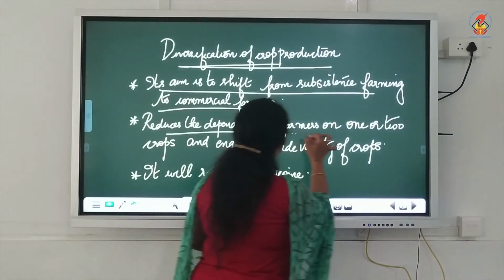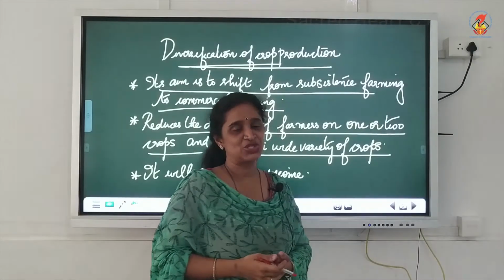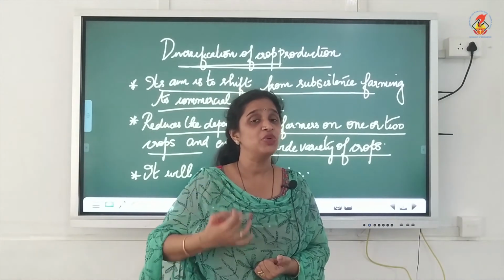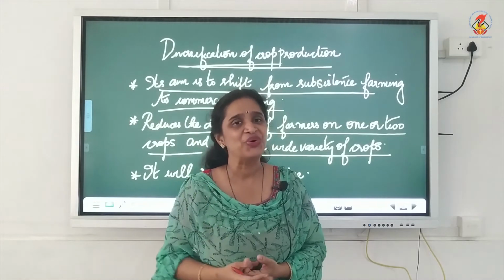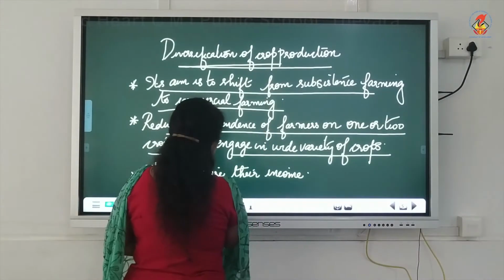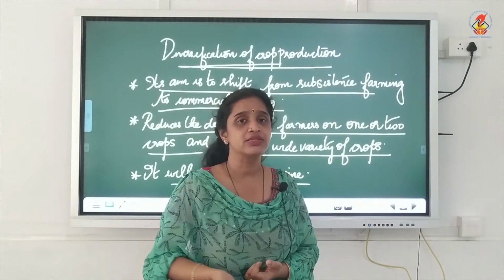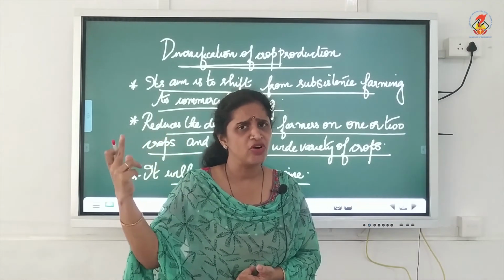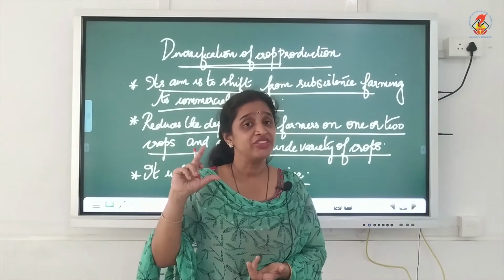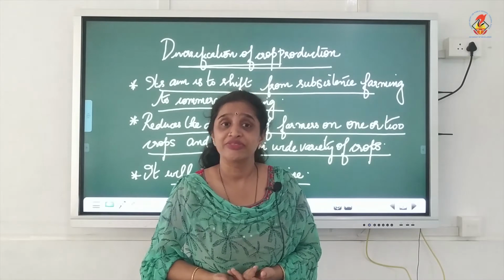It reduces the dependence of farmers on one or two crops, and makes them engage in a wide range of crops. So as a result, what happens? The farmers will be engaging in a wide range of crops instead of only one crop. Next is, it will raise their income. They are producing multiple crops, so it will raise their income, because the prices of all the crops are different. So if the farmers are encouraged to produce multiple crops, it will raise the level of their income.